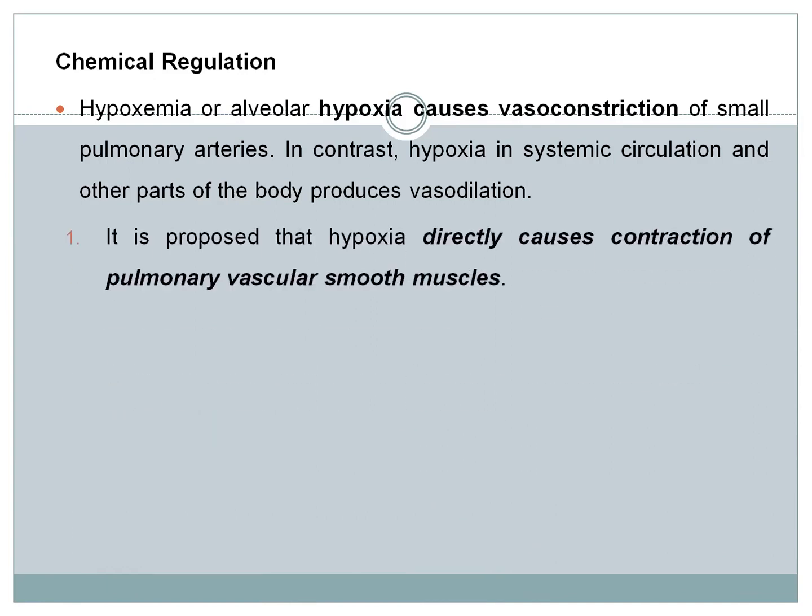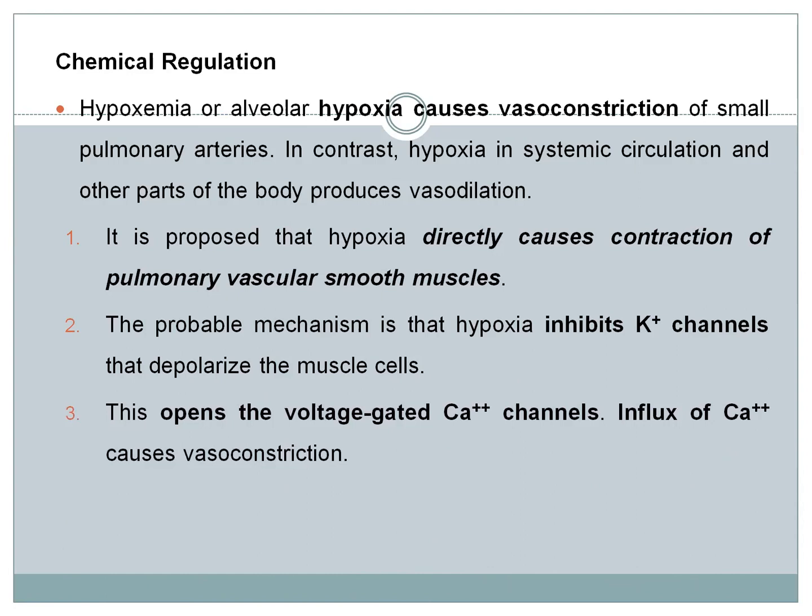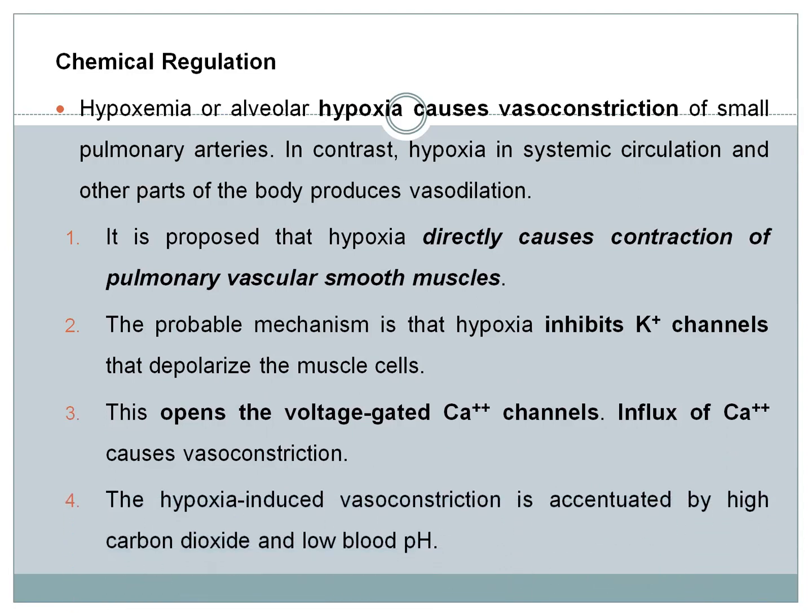So it is due to directly causing contraction of pulmonary vascular smooth muscles. The mechanism is that hypoxia inhibits the potassium channels, depolarizing the muscle cells, which opens the voltage-gated calcium channels. Influx of calcium will cause the vasoconstriction. So this is the proposed or probable mechanism why, in cases of hypoxia in pulmonary circulation, you get vasoconstriction.